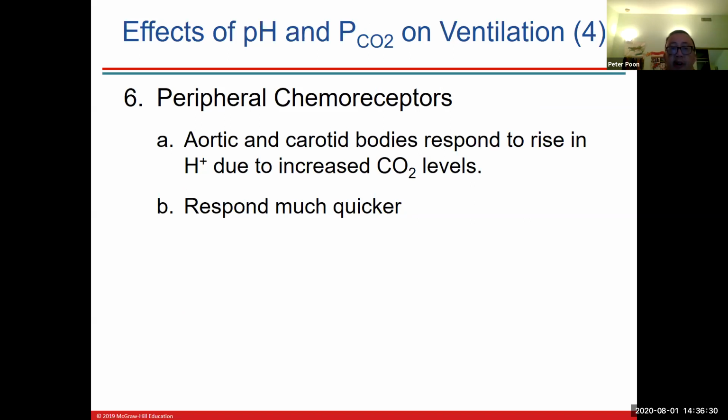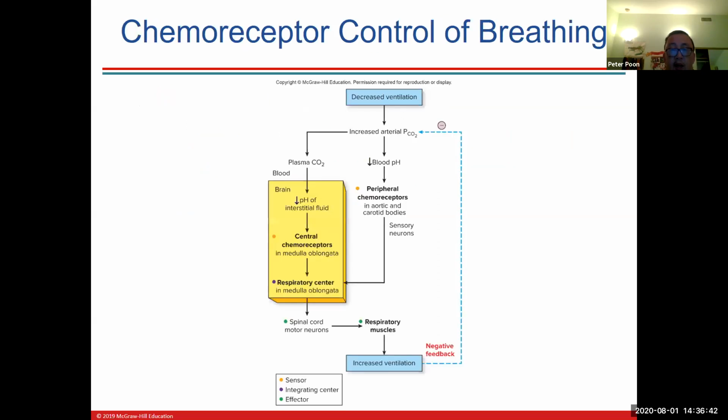Okay, in the periphery, aortic and carotid bodies respond to the rising H+ due to increased CO2 levels. Okay, and that responds much faster. But again, CO2 controls your breathing, not oxygen.